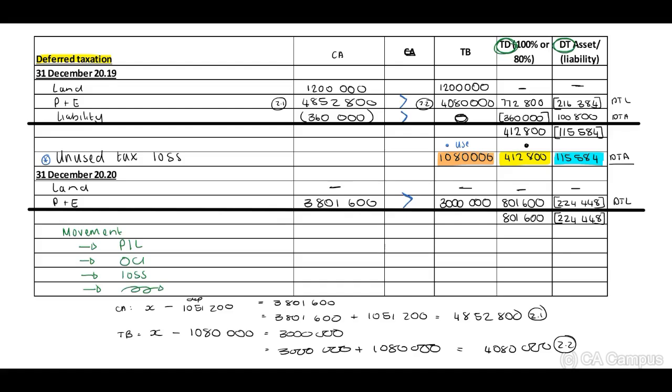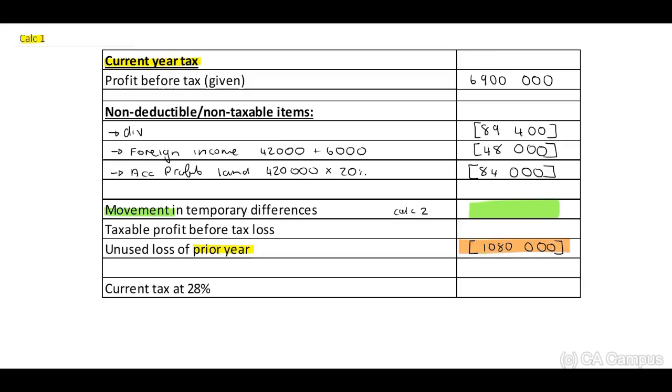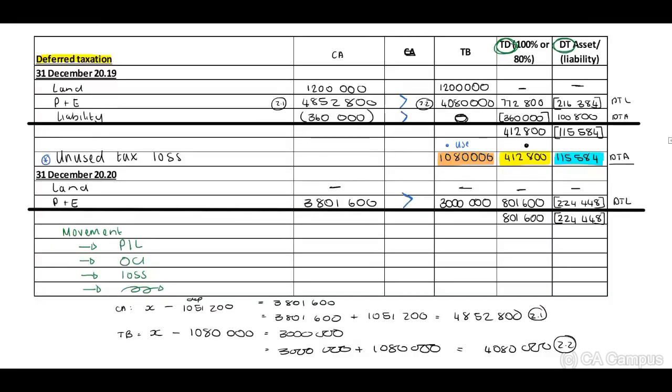Okay, now when we look at this, if we need to calculate our current tax, our current tax is based on our profit and loss. Therefore, we need the profit and loss movement in terms of our temporary difference. Therefore, when we look at the totals, I want you to please identify the total temporary difference for 2019 is 412,800. Now look at this, guys. It is exactly the amount that they have recognized a deferred tax asset for. Therefore, the net deferred tax for 2019 was 0.